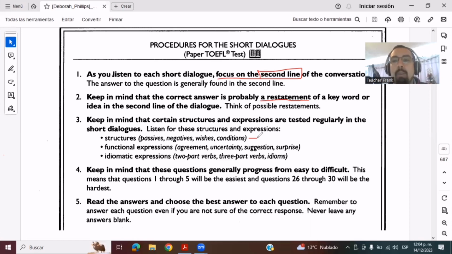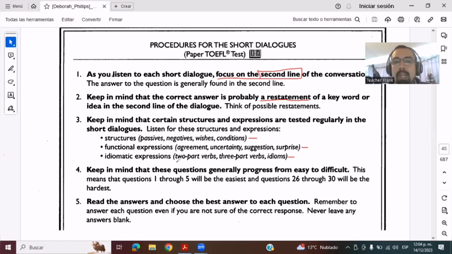You need to know what is passive voice, the conditionals, right? Negatives. We're going to be looking at that more in depth, but you need to have an idea. What is passive voice? What are the conditionals? So look back in your English notes for this information, or watch some videos, look it up on the internet, study this. Functional expressions such as agreement, uncertainty, suggestion, surprise, idiomatic expressions also.